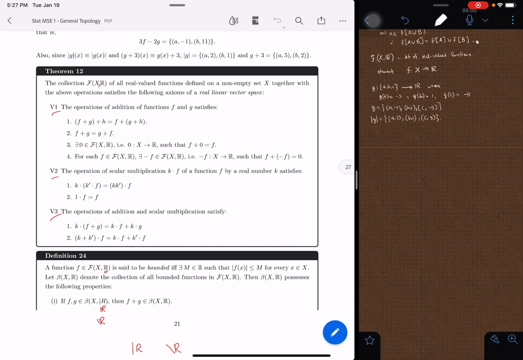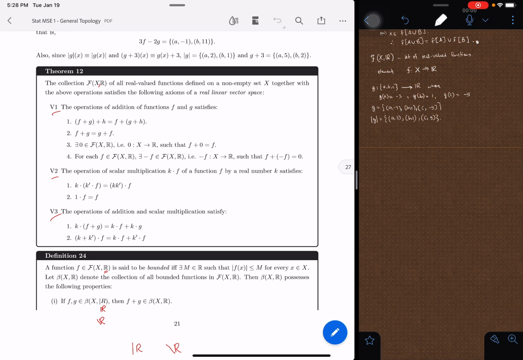And then we have the operation of scalar multiplication. 1 acts as an identity because when we multiply f by 1, we will just get f. And if we multiply k prime times f by another real number k, that is just the same as multiplying f by the product of k and k prime.